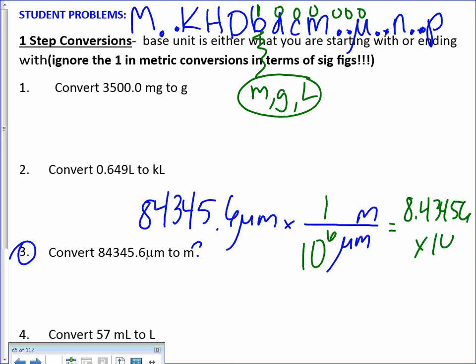So this is 8.43456 times 10 to the negative 2. You can do it either way in your calculator. Basically, this is going back 1, 2, 3, 4, 5, 6. So it's back. Oh no, I was right. Meters.